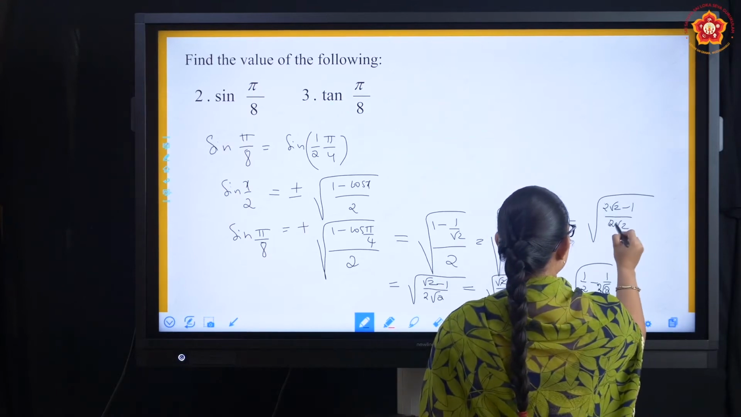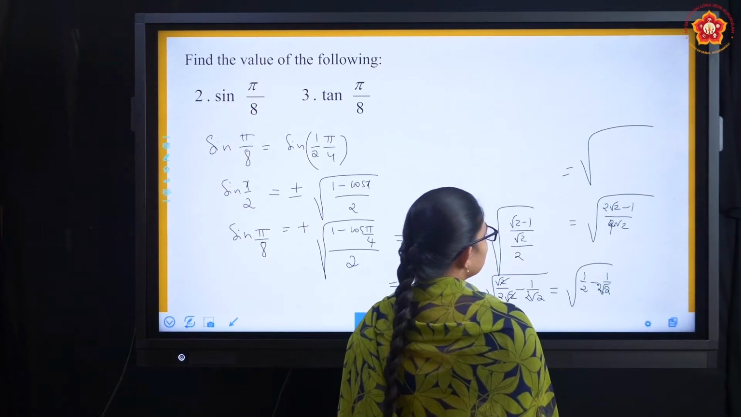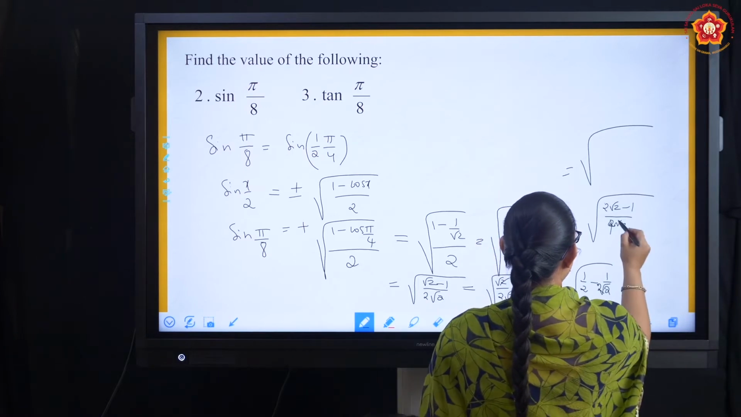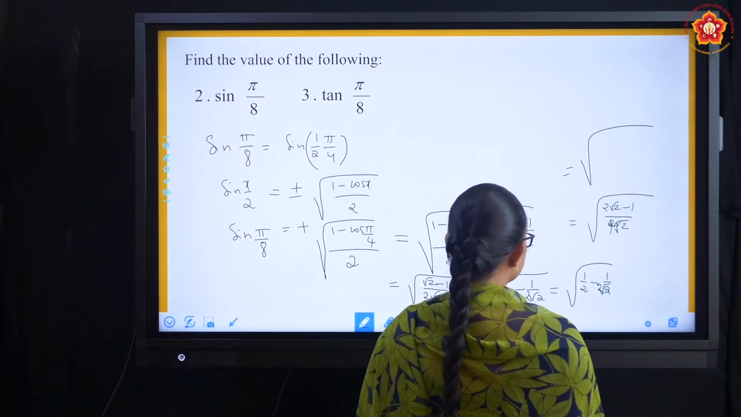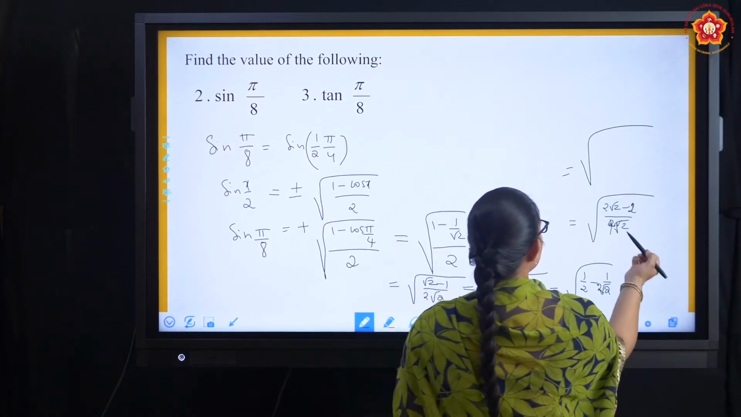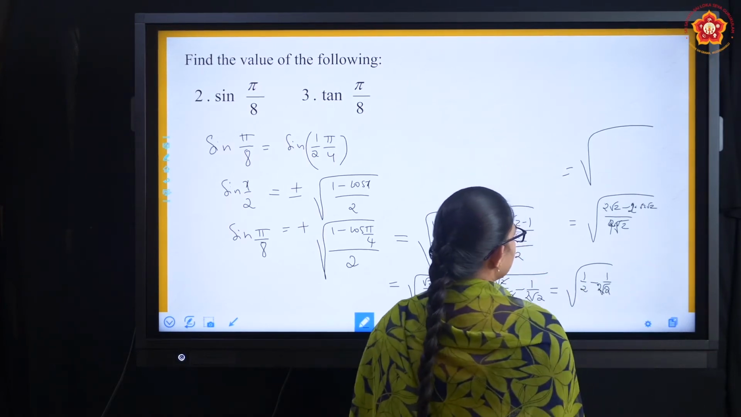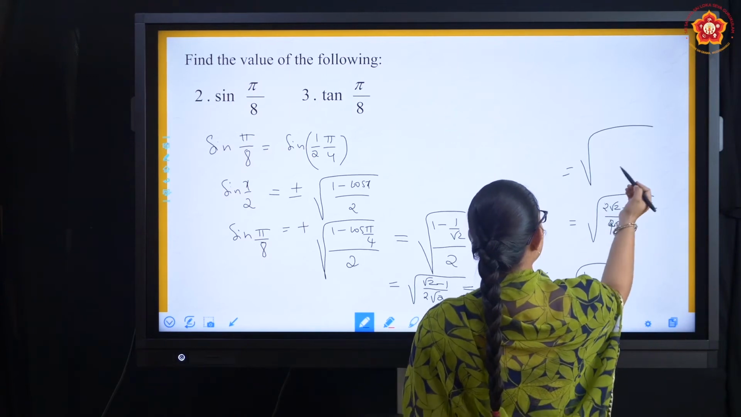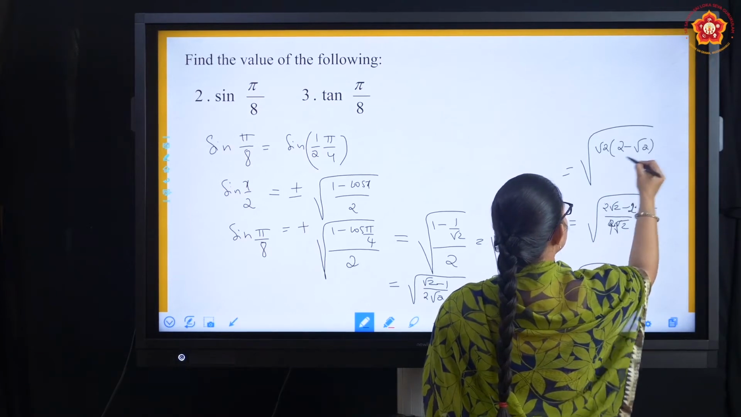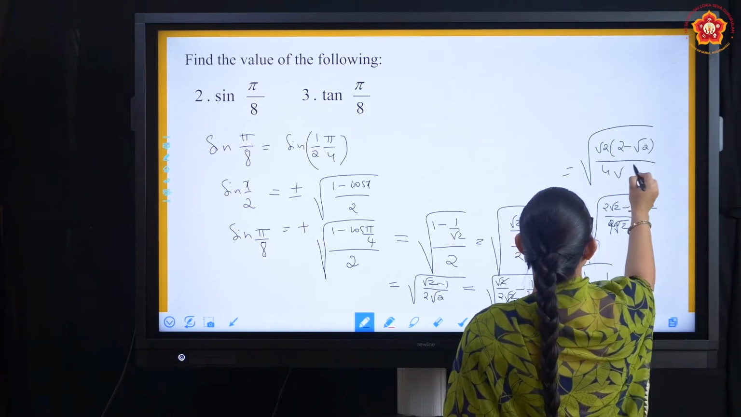2 into 2, that is 4 root 2, which is nothing but root of 2 root 2 minus 1 by 4 root 2, this is 2 root 2 minus 2 divided by 4 root 2, or I can write this 2 as root 2 into root 2. So if I write that as 2 root 2 into root 2, then root 2 I can take it out. So I have 2 minus root 2 divided by 4 root 2.